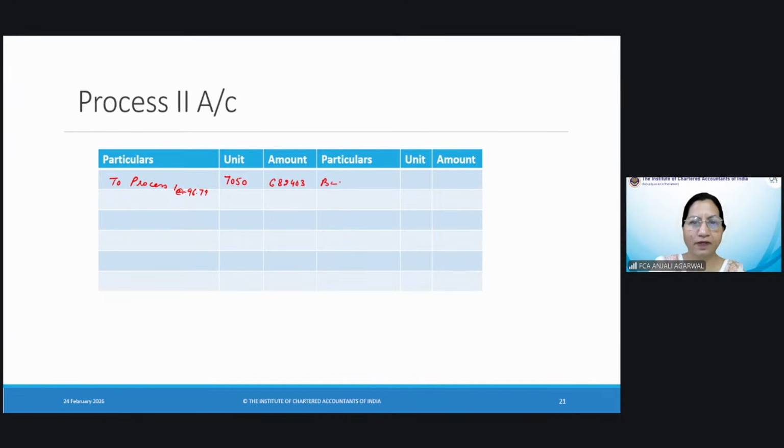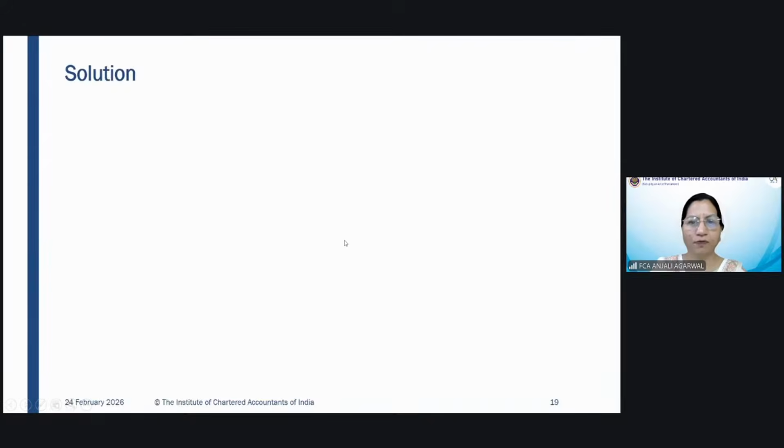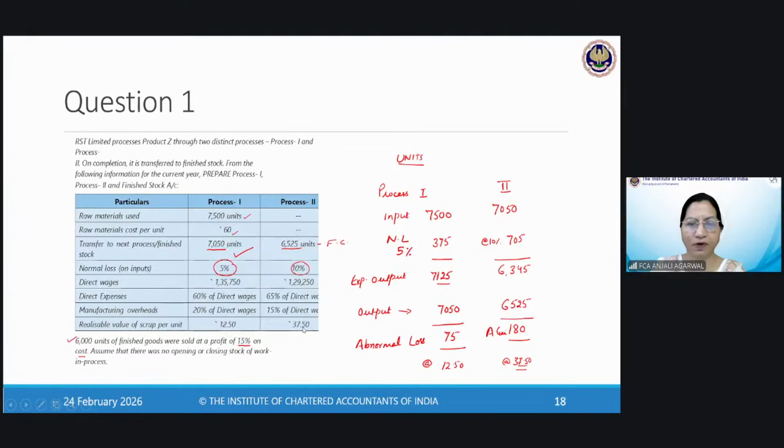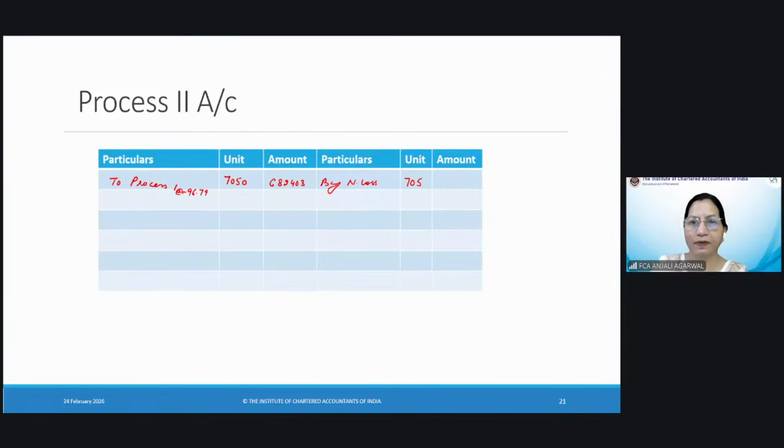Now again, here there was a normal loss of 10%. So you can straight away write 705, and the normal loss of process 2 was sold at 37.50. So 705 into 37.50 is once again 26,437.5. So I'll round off 438.